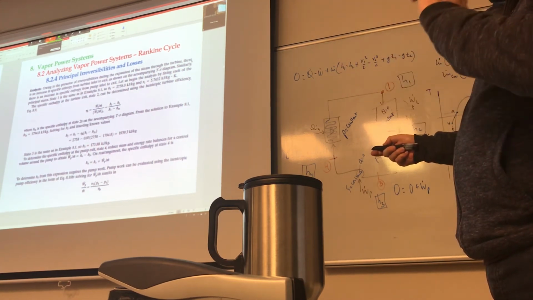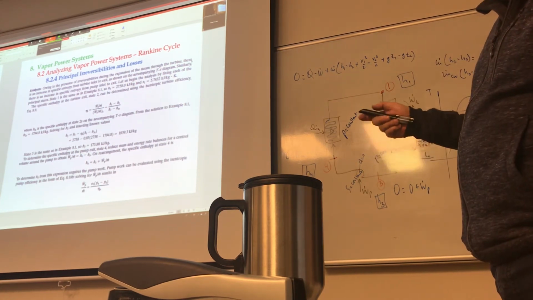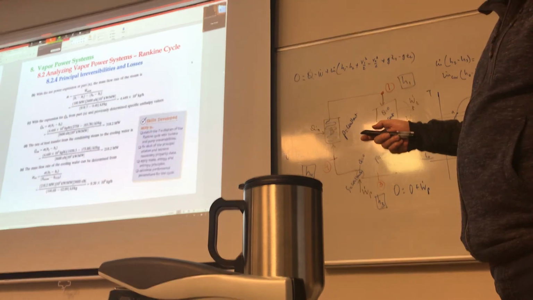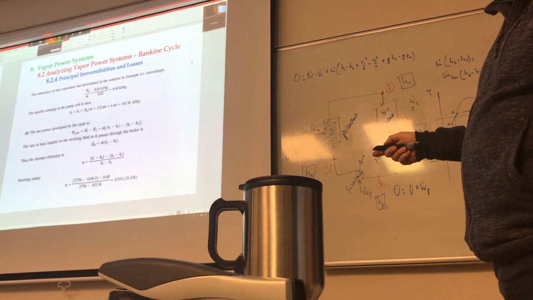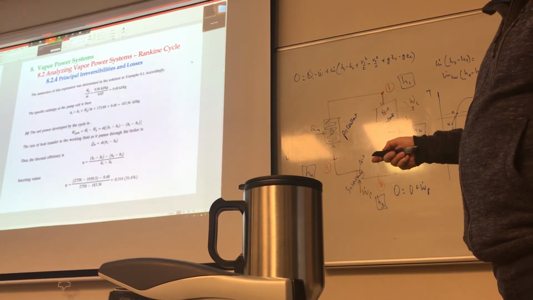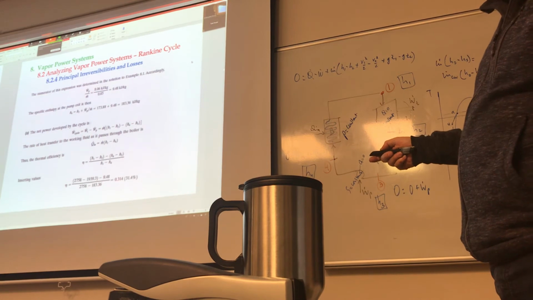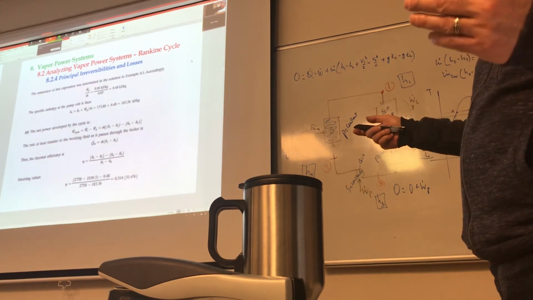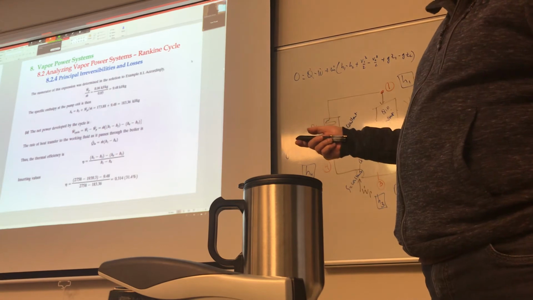H3 is the same, H4 is the same, and then answering all the rest of these equations is exactly the same. Okay? And one thing you would probably notice is that the efficiency that was 37%, I think, or something like that before in the previous example, now it's no surprise that it's going to be a little bit lower because you have some inefficiency associated with the turbine.